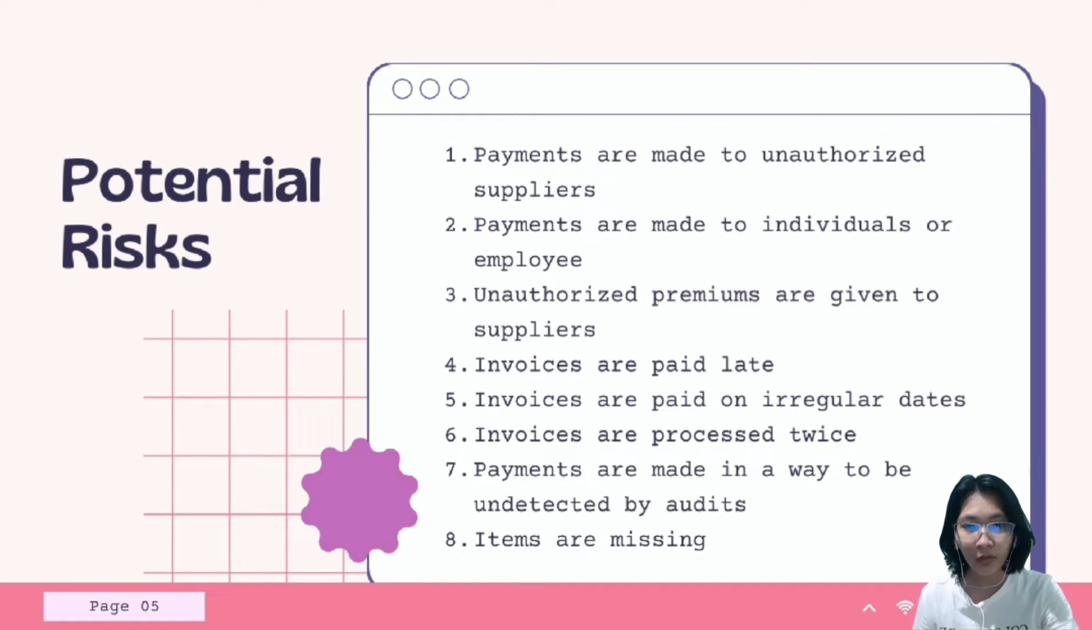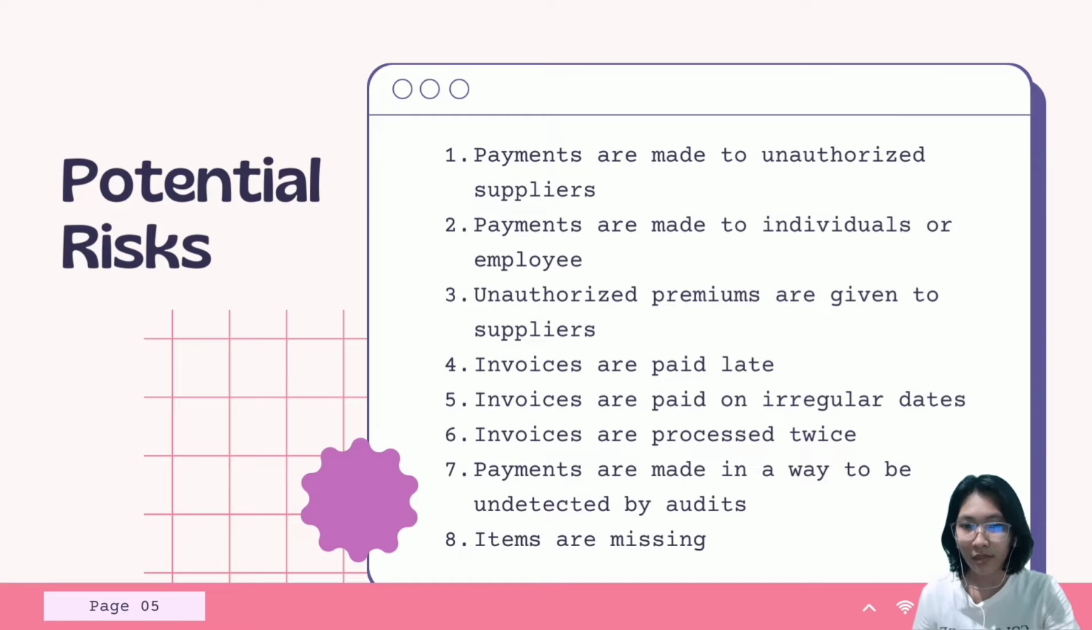2. Payments are made to individuals or employees. 3. Unauthorized premiums are given to suppliers. 4. Invoices are paid late. 5. Invoices are paid on irregular dates. 6. Invoices are processed twice. 7. Payments are made in a way to be undetected by audits.